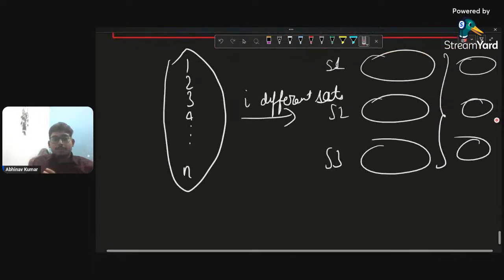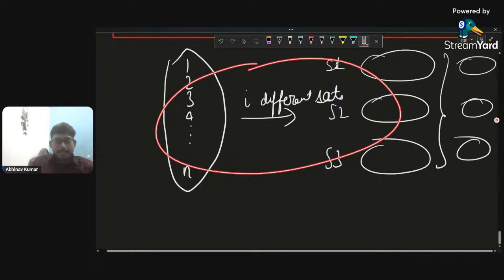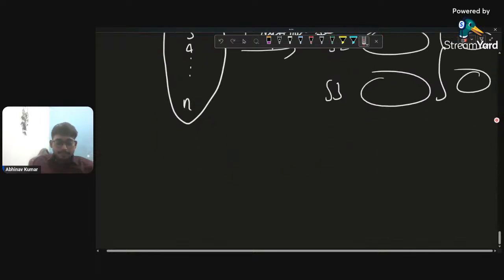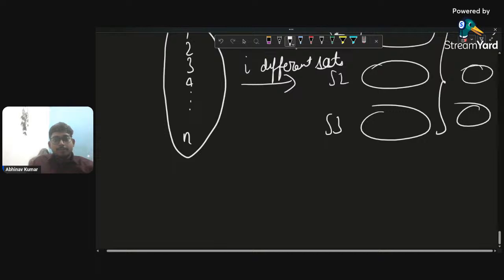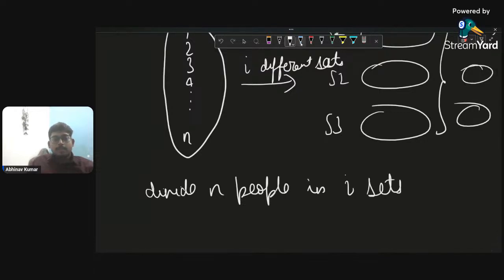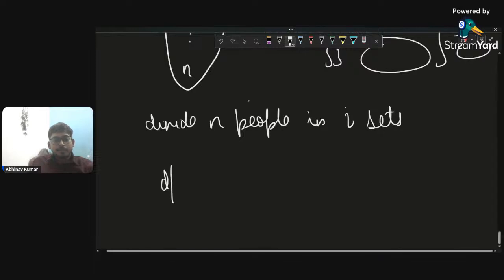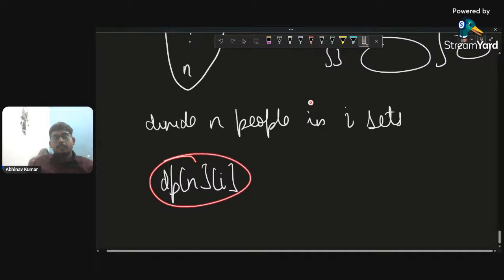So how can we compute this? How can we divide these n people into I different sets? For that, what we need to do is divide n people into I sets. Let's say I denote this by dp[n][i]. dp[n][i] denotes the number of ways to divide n people into I different sets.